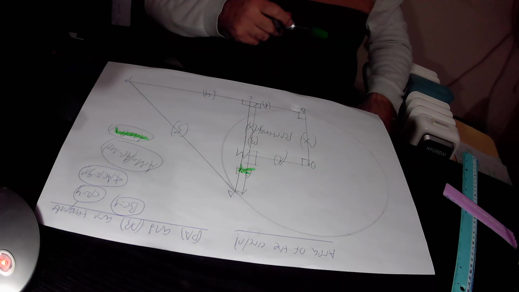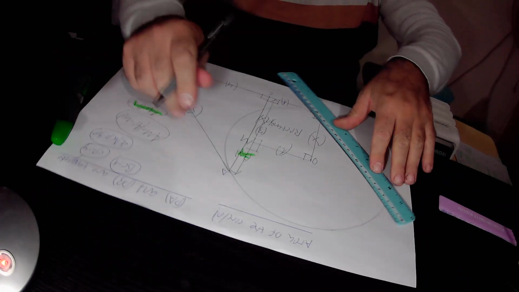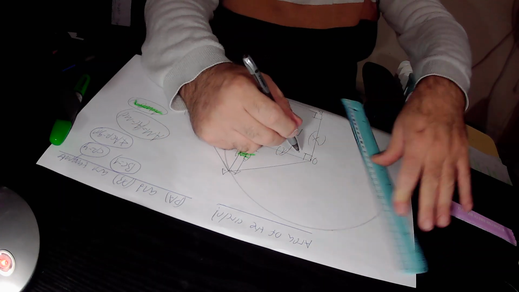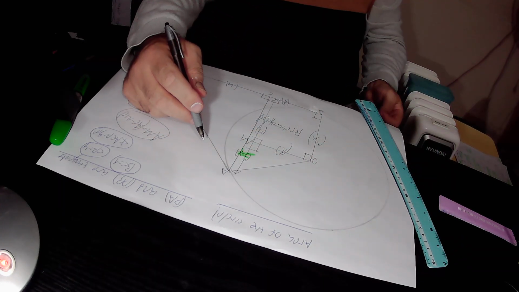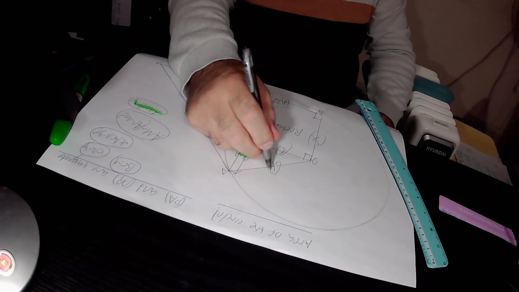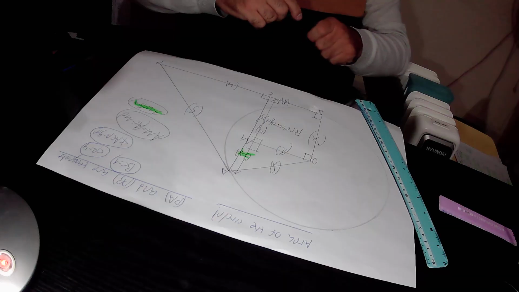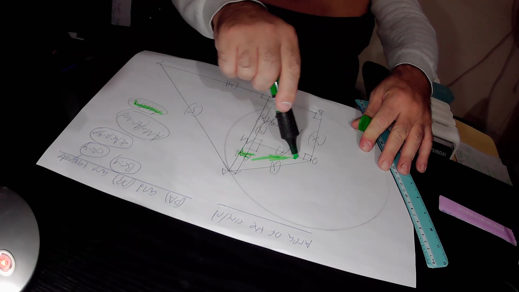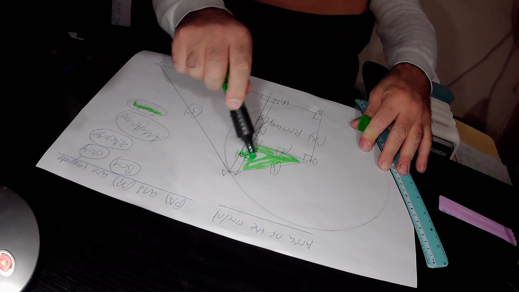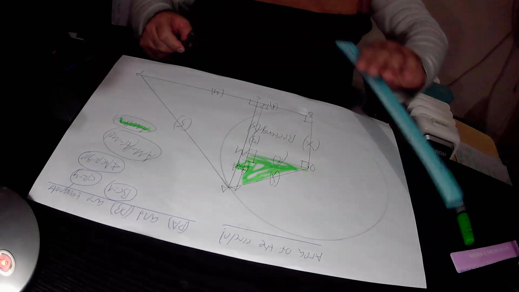In the next step, we will join points O and A together by a straight line. Point O is the center of this circle, point A is a point on the circle itself, therefore OA is the radius of this circle, and it equals x. So in the next step, we will apply the Pythagoras theorem on this right green triangle, triangle OAM.